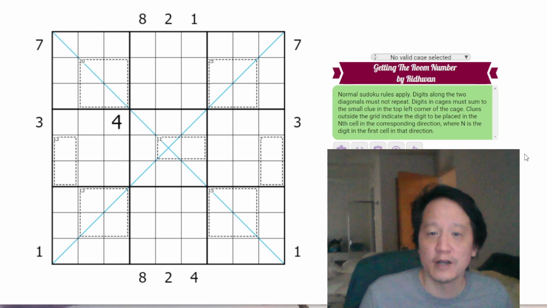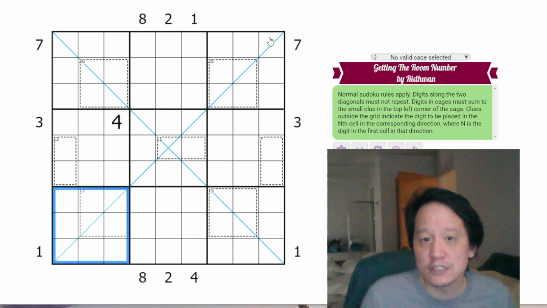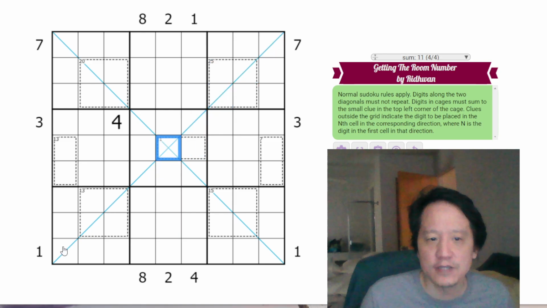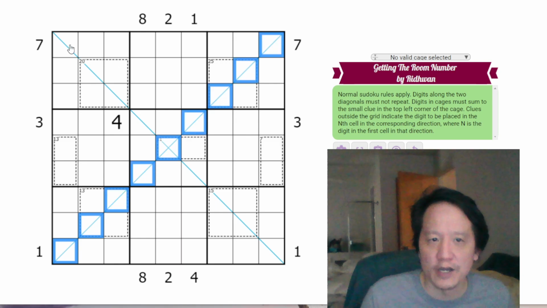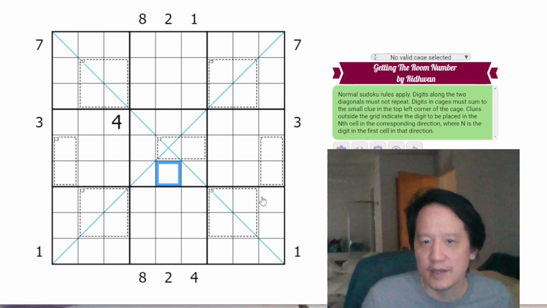Normal Sudoku rules apply, which means put the digits 1 through 9 in every row, every column, and every 3x3 box. Digits along the two diagonals must not repeat. So along this diagonal, there's the digits 1 through 9, and along this diagonal, there's the digits 1 through 9. Digits in cages must sum to the small clue in the top left corner of the cage. So these two numbers must add up to 11, these two numbers must add up to 13, these four numbers must add up to 20, etc., etc.